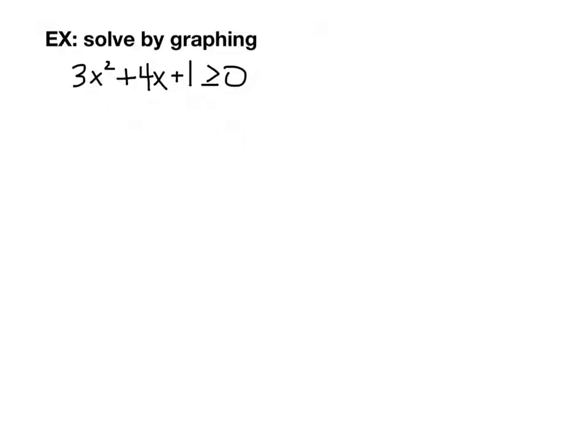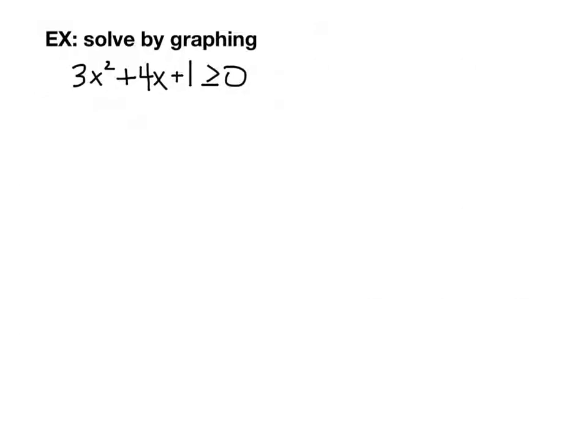Alright, so we're going to solve 3x squared plus 4x plus 1 is greater than or equal to 0 by graphing. To do this, we're just going to find the x-intercepts of this inequality. And those x-intercepts are called the critical values. And then we'll just look at the shape of the graph to see if it's above or below the x-axis at certain times. Alright. So 3x squared plus 4x plus 1.